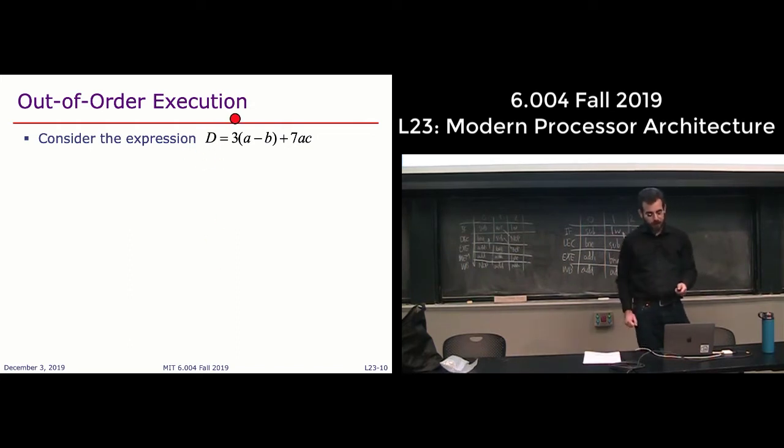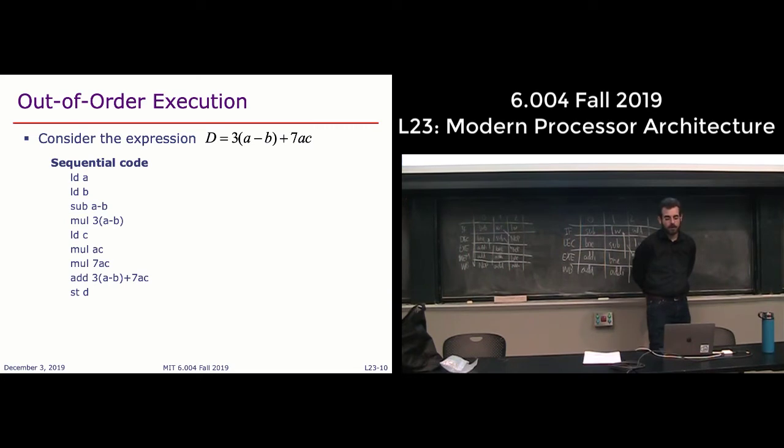Okay, so to see why out of order execution works, consider this expression. We want to compute this value d, that is 3 times (a minus b) plus 7 times a times c. This would be a reasonable sequential implementation, where we load A, load B, subtract them to compute A minus B, multiply this by 3, then load C, then multiply with A to find AC, multiply by 7, then add everything up and store the result.